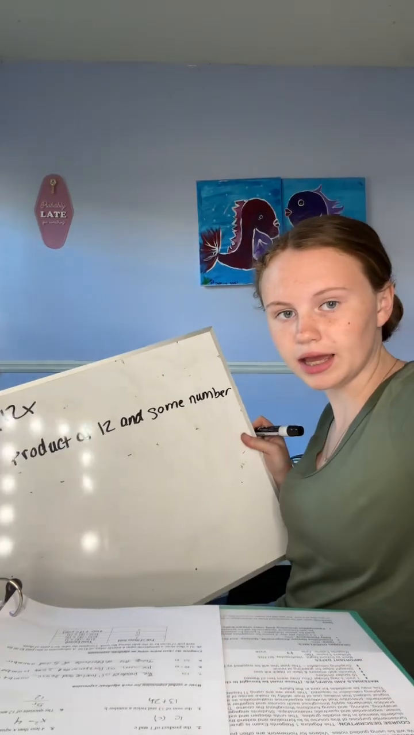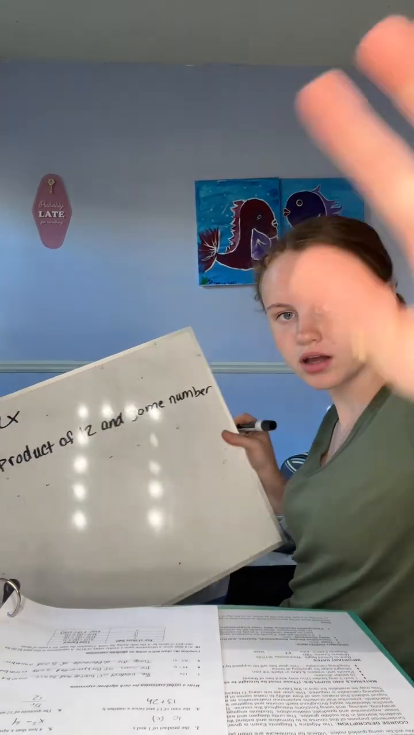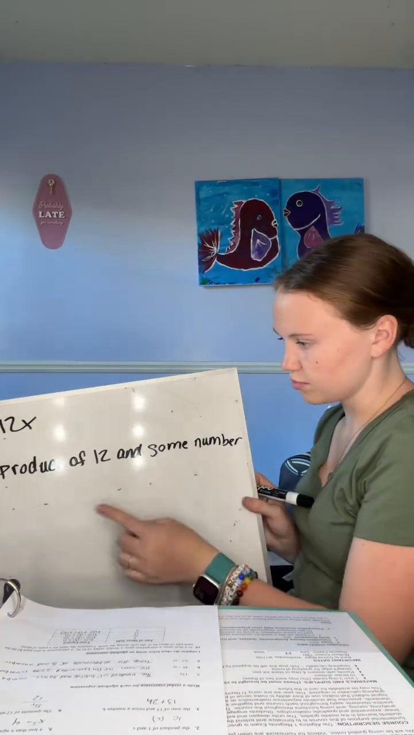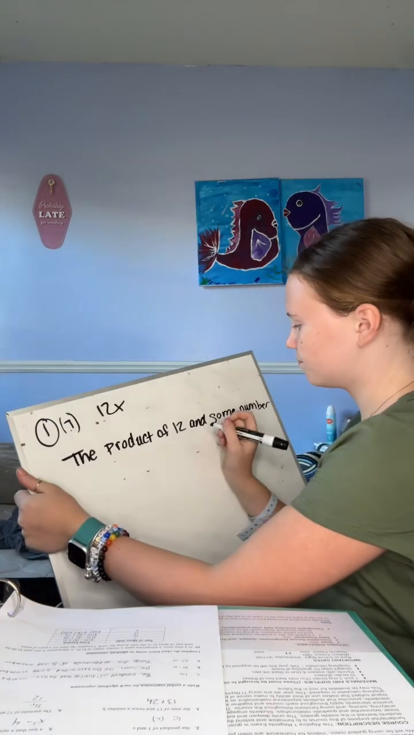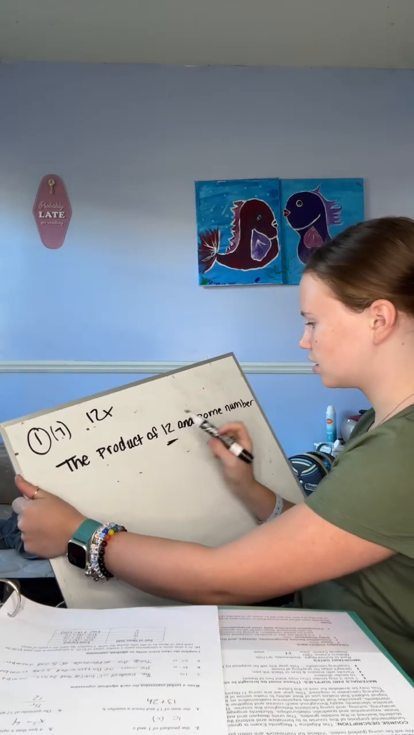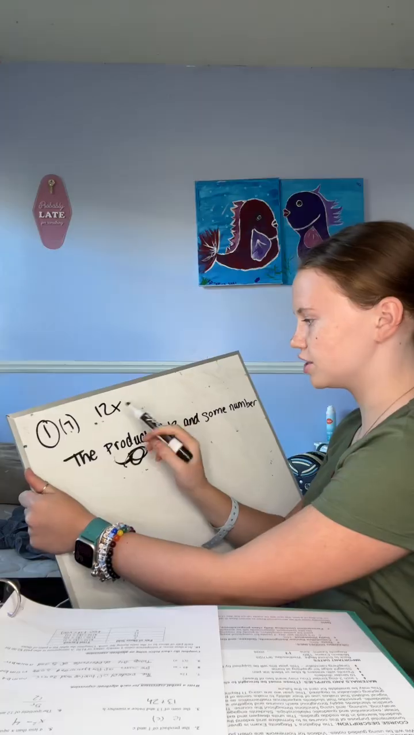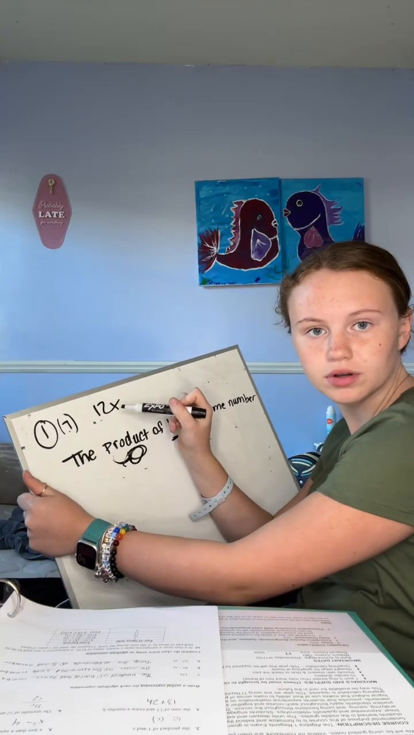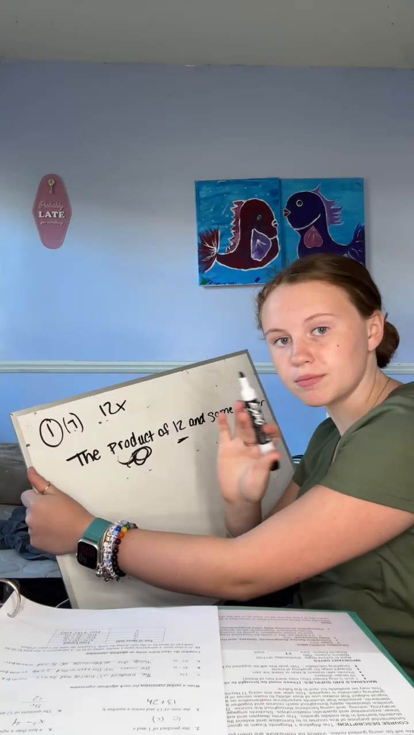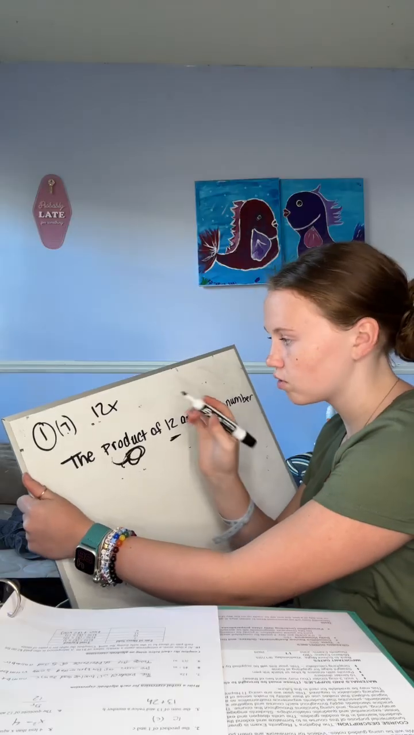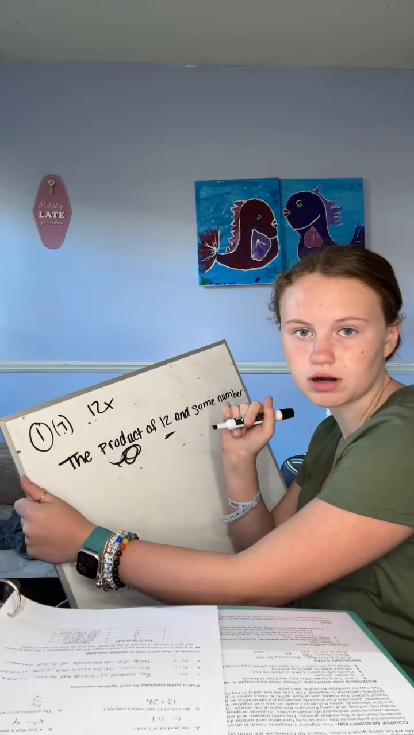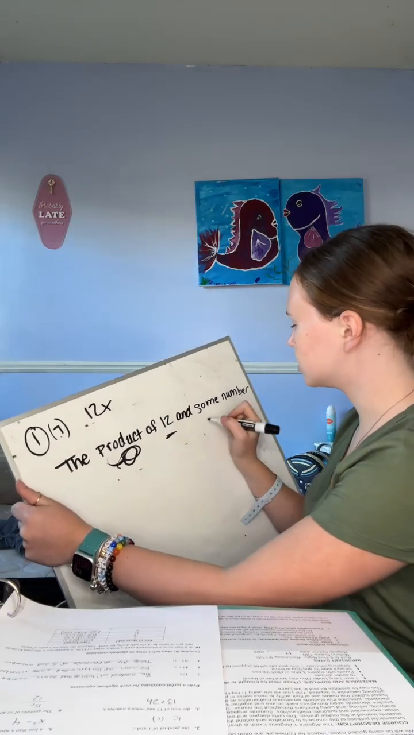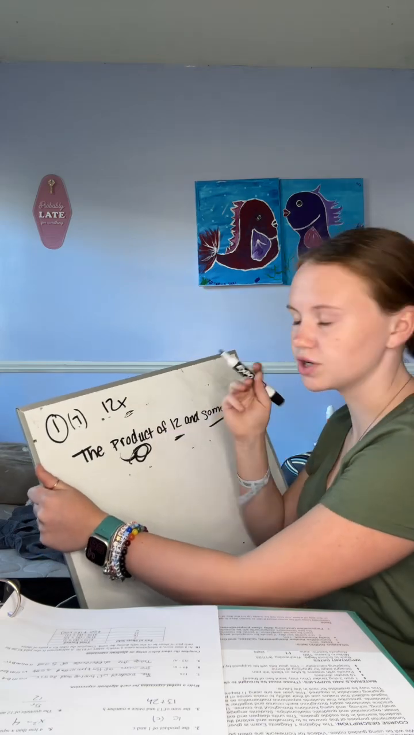Now, how did I get the answer of the product of 12 and some number? Well, because 12 is your base number, and product is multiplication, and if there's no symbol between them, then that means it's going to be a multiplication. Or if there's parentheses, that also means multiplication. And then some number is your x, because we don't know what number x is. Okay. I think that one's pretty self-explanatory.